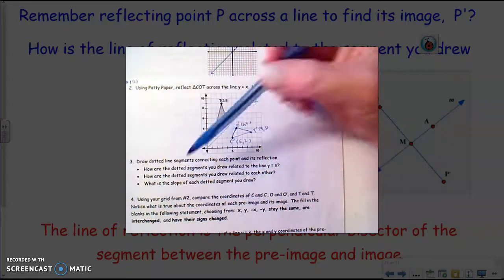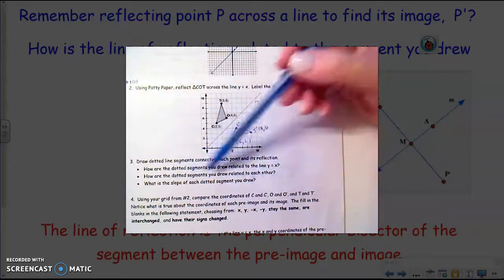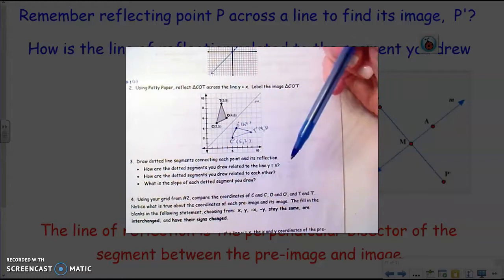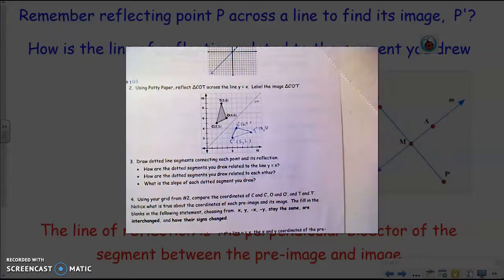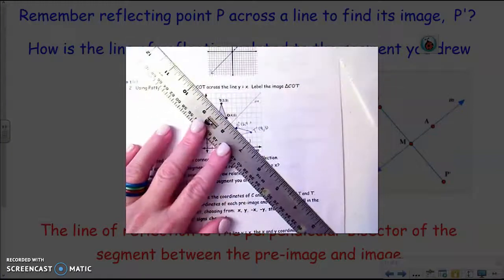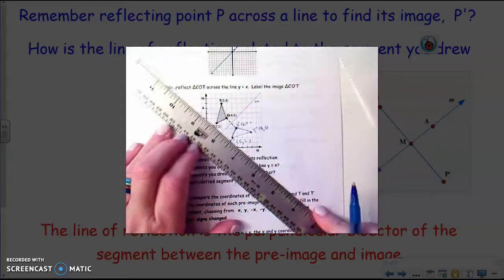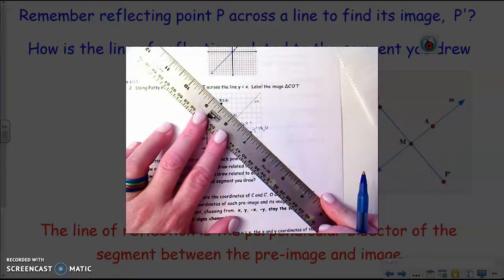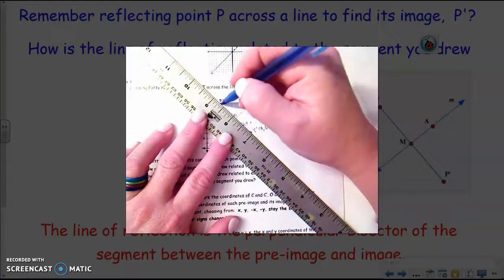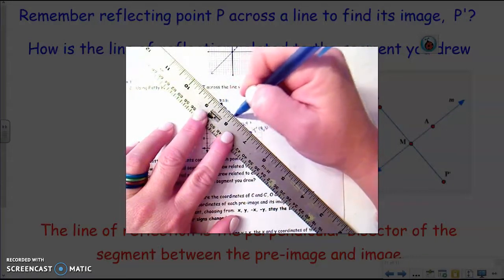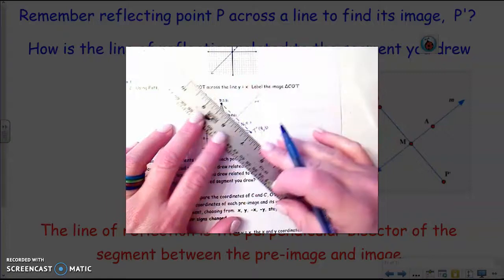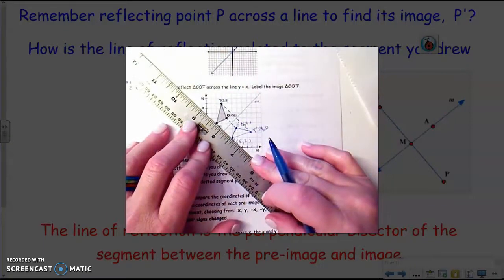So we're going to do a couple of things here for number 3 on our notes. It says draw dotted line segments connecting each point in its reflection. So you might want to use a straight edge for this too. I'm going to draw a dotted segment connecting O to O prime. I'm going to connect T to T prime. And I'm going to connect C to C prime.